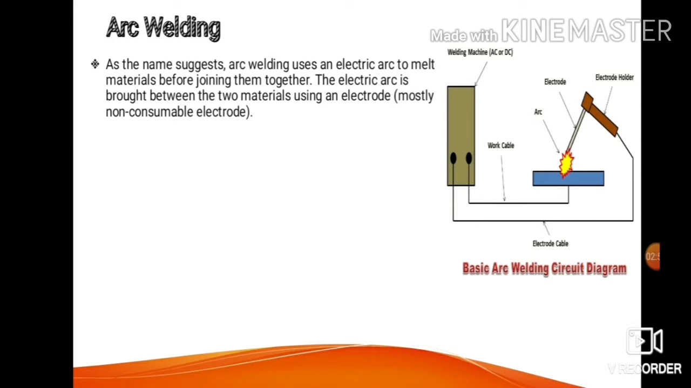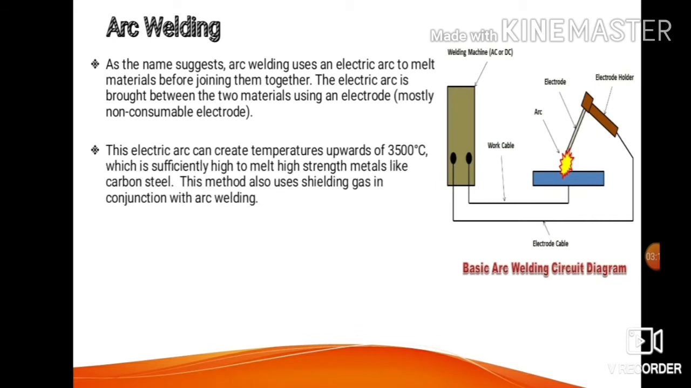As the name suggests, arc welding uses an electric arc to melt workpiece or materials before joining them together. The electric arc is brought between the two materials using an electrode, mostly non-consumable electrodes. This electric arc can create temperatures upward of 3500 degrees Celsius, which is sufficiently high to melt high strength material like carbon steels, etc.